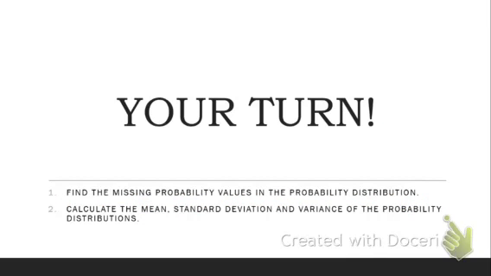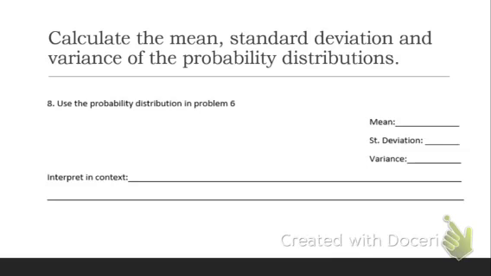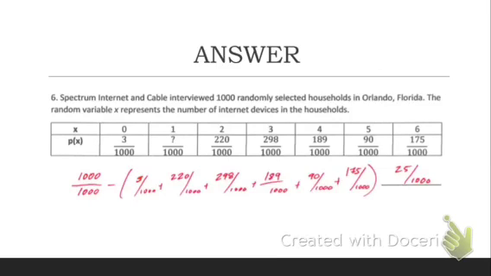Now it's your turn. So I want you to find the missing probability for example 6, and calculate the mean, standard deviation, and variance of the probability distribution for problem 6, and interpret the context. Pause the video, and once you have performed the calculations, resume the video to check your answers.